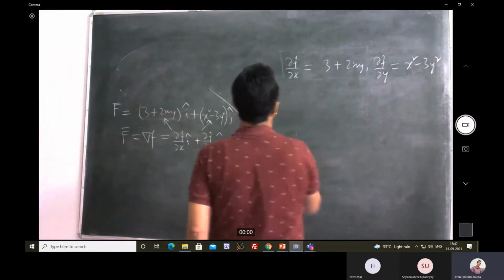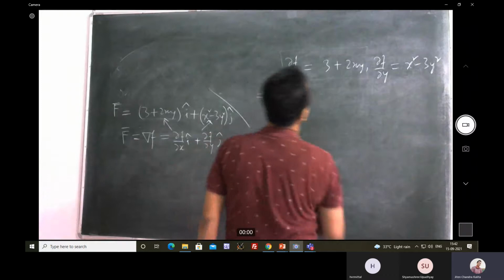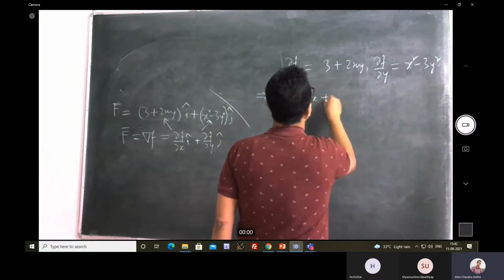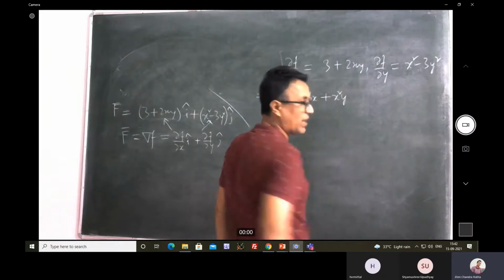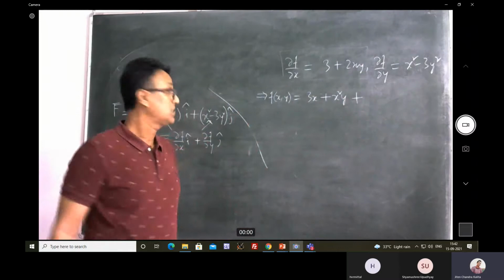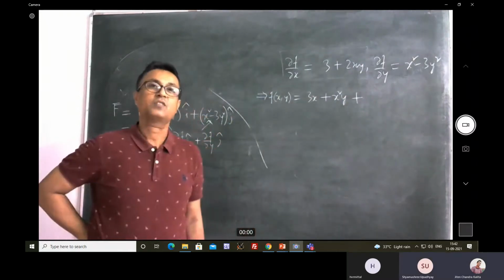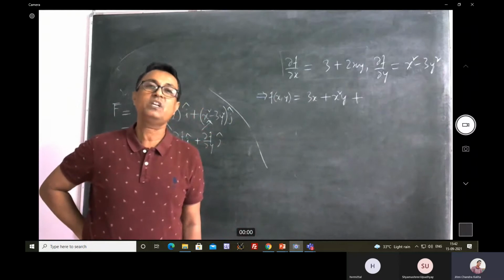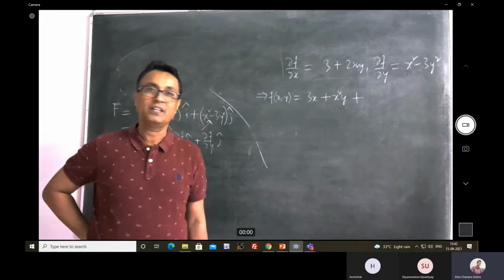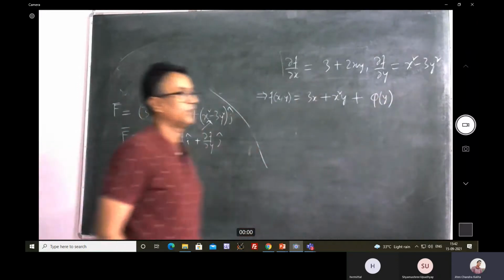So then from here, what I'm going to get is f as a function of x and y. That is going to be 3x plus x squared y plus some constant. But the thing is that here, y is constant. I mean, yes, partially integrating with respect to x, we assume that this is independent of y. So that is why that constant must be a function of y.